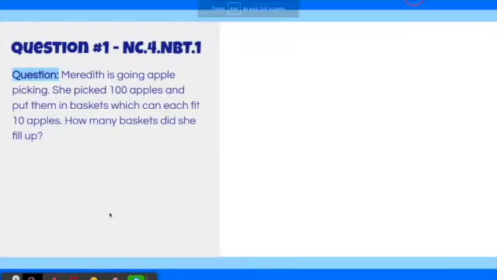Alright, let's get started with the first question. Question number 1. Meredith is going apple picking. She picked 100 apples and put them in baskets which can each fit 10 apples. How many baskets did she fill up?